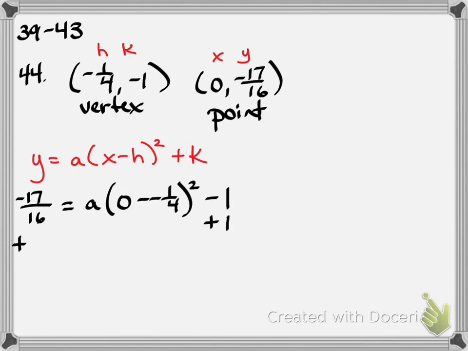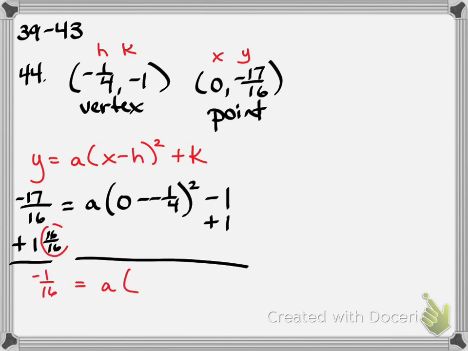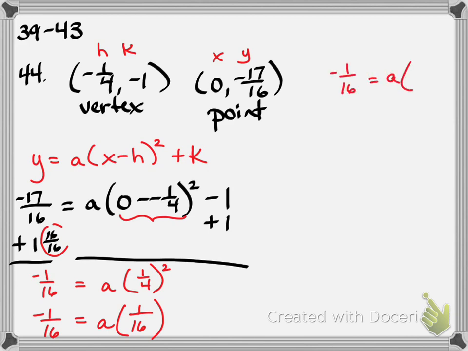Add the 1 to both sides. -17/16 plus 1, you can do that on your calculator, or you can think about that being +16/16. So that's -1/16 equals a times, this gives us 1/4 squared. -1/16 equals a times, square that 1/4 and get 1/16. I'm going to multiply by the reciprocal here on both sides. And the 16s cancel and you get -1 equals a.